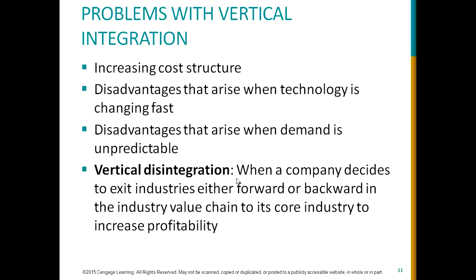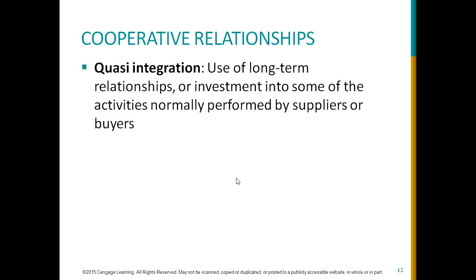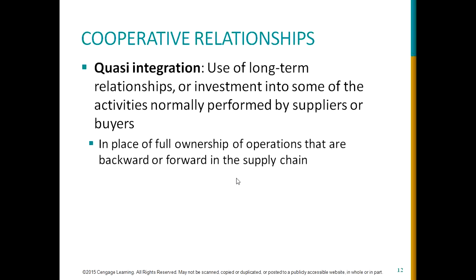And then with this kind of horizontal and vertical integration, the problems have their own way of movements of the complete business model. The comparative relationship talks about quasi integration, that is, the use of long-term relationships or investments in some of the activities normally performed by suppliers or buyers in place of full ownership of operations that are backward or forward in the supply chain.